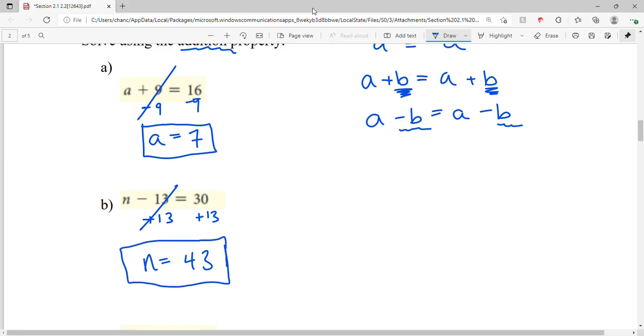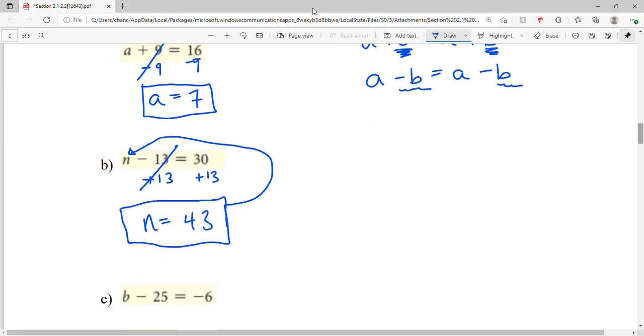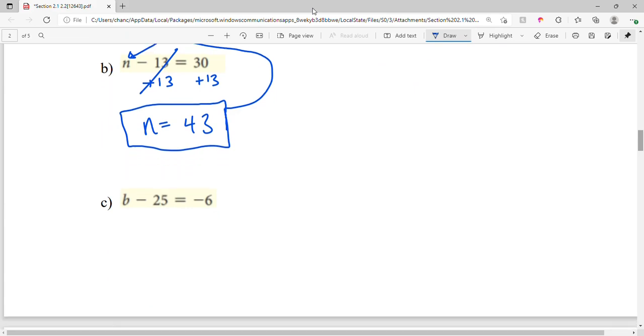And if I'm not sure on the problem, if I want to check my work, well, plug in that 43 back into the N and see if it's equal to 30. 43 minus 13, that is equal to 30, so I could always check my work if I have time on an exam.